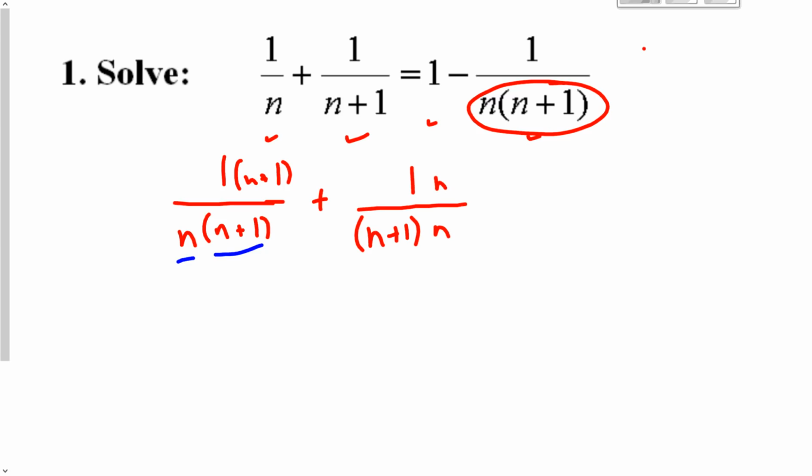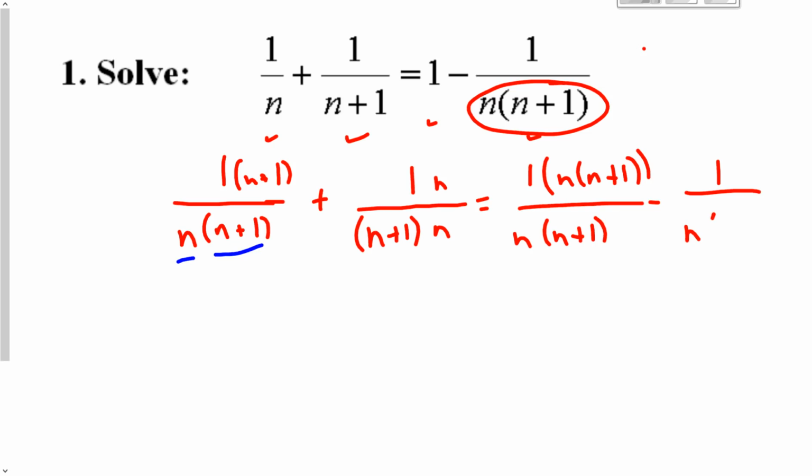And now I have a common denominator with those. And then on the 1, I need to multiply by both things that are missing. So I'm going to multiply by n and n plus 1 on top and bottom. And then on the last one, I don't need to do anything because it already has that denominator that we put on the other ones. So now I have a common denominator with every single fraction.